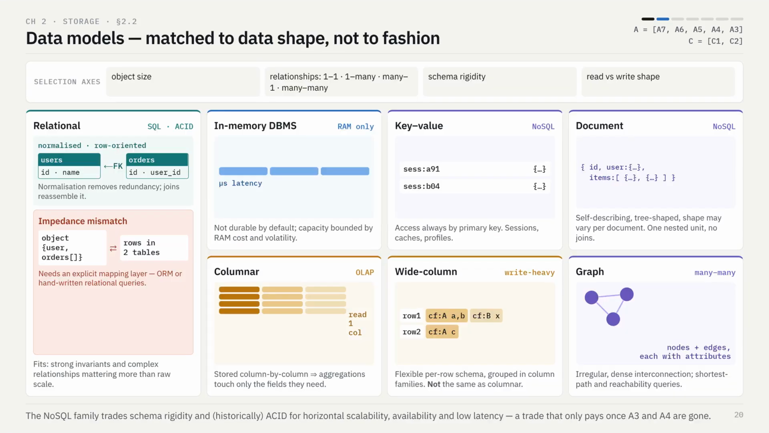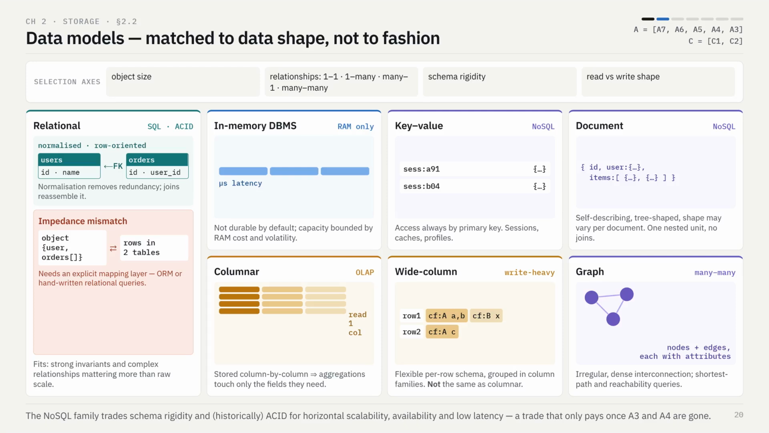Let's move up a level from data structures to data models. Different data models are optimized for different data properties: the size of the objects, the relationships between those objects, one-to-one, one-to-many, many-to-one, and many-to-many, and how rigidly a schema is enforced. An in-memory DBMS stores data exclusively in RAM and serves reads and writes with very low latency. But the data it holds is not durable by default, and its total capacity is bounded by the cost and the volatility of RAM. Then there are the disk-based systems, and the first family is the relational one.